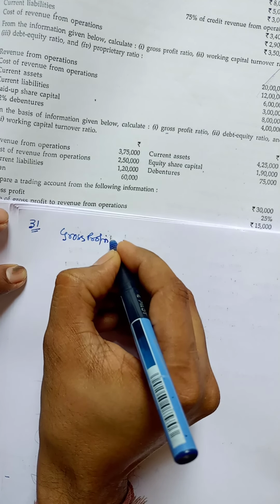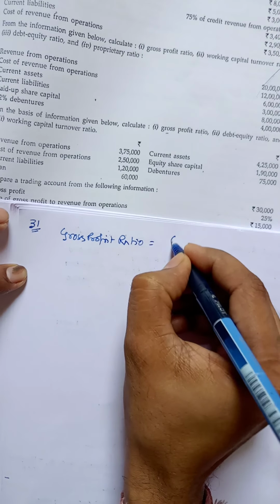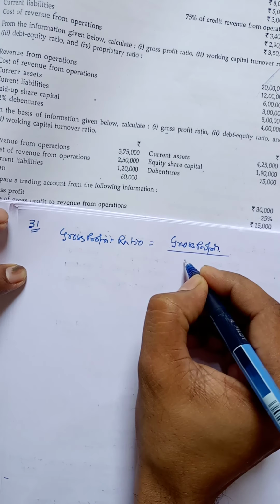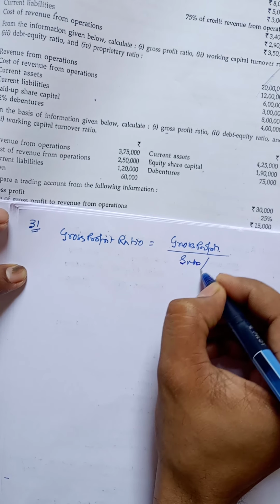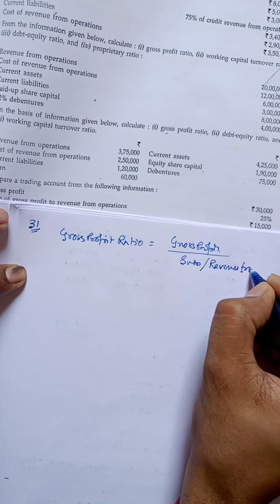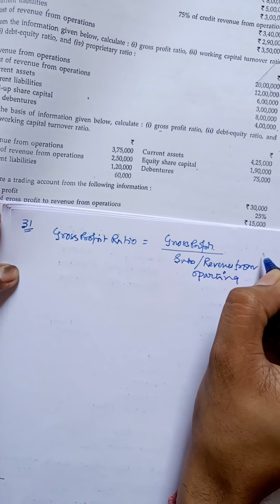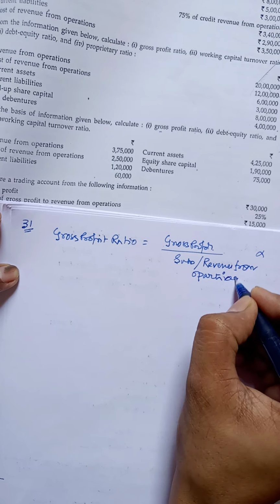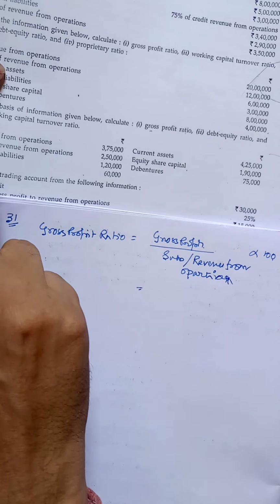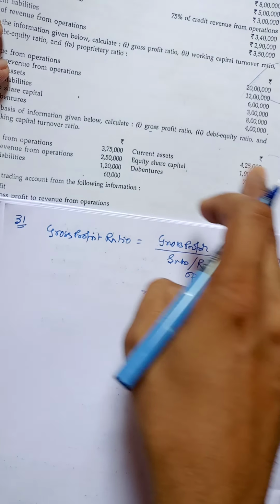So the formula of gross profit ratio is gross profit by sales. Now we can write, instead of sales, revenue from operation, into 100. So in that particular question, see, there is no gross profit.